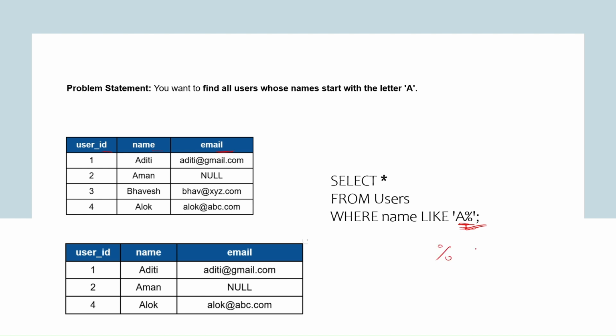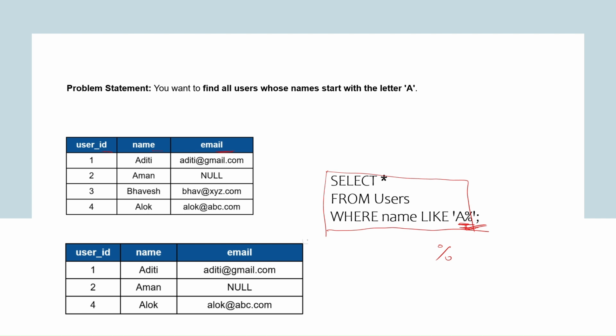So here my final query would look something like this, where I'll write select star from users where name like, and since it is a string, that's why I'm writing in inverted commas a percentage. A should be my first character, and later on it could be anything. That means multiple characters could come after A. So that's how I'm going to write my query.